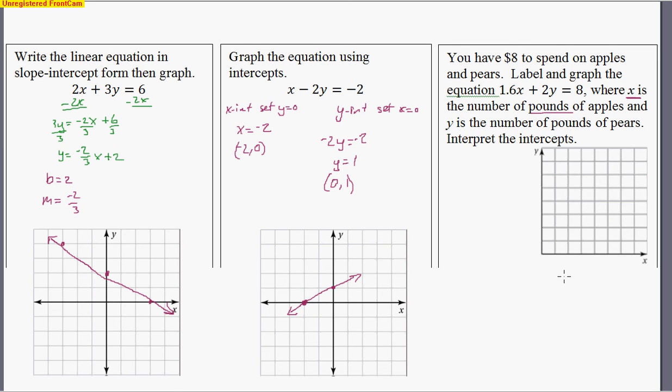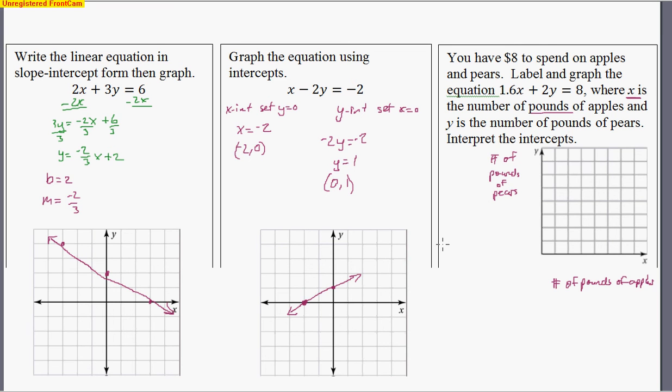Let's write that down along our x-axis. Number of pounds of apples. It's really important to label your graphs so that you can interpret them later on. Y is the number of pounds of pears. Alright, so now we have to interpret our intercepts as well.